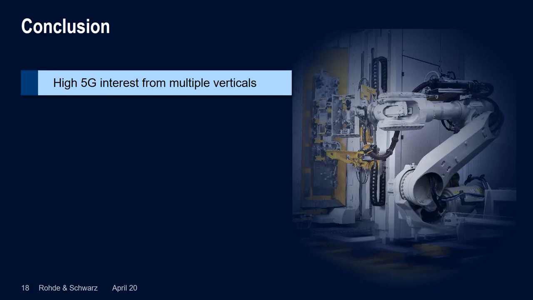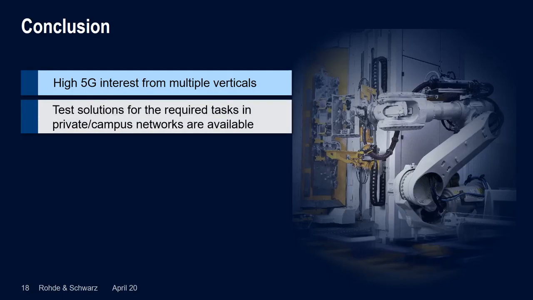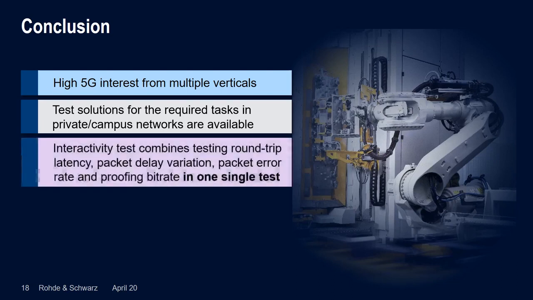And that's already all that I wanted to explain to you in this very short session. Let me quickly summarize. We see a real high interest from multiple vertical industries for 5G deployments. However, automotive and industrial applications like Industry 4.0 scenarios are really the main drivers in this respect. We have test solutions for the required tasks that are needed when you have deployed such private campus networks. We like to emphasize this interactivity test, which is quite nice because it allows you to do round-trip latency measurements, at the same time assess the packet delay variation, and at the same time assess the packet error rate, so the data throughput, if you like, and that is all possible in a single test.